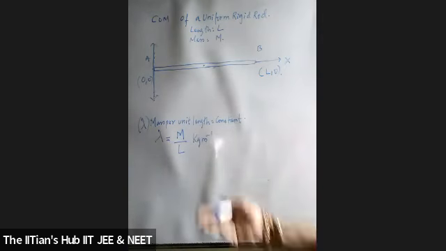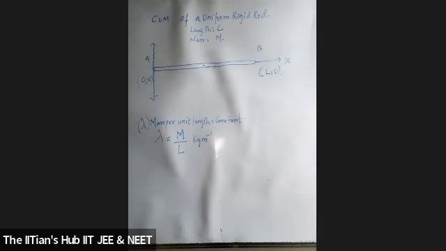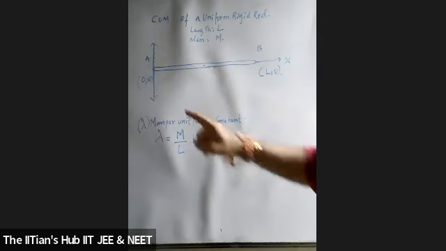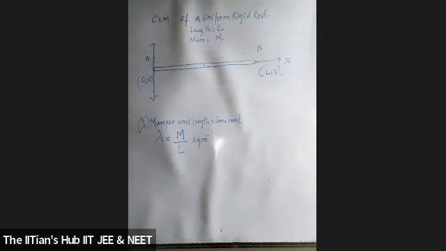Or it can be gram centimeter inverse. Yeah, gram millimeter inverse. That depends on what exactly. But M is total mass, L is total length. This is also called linear mass density.